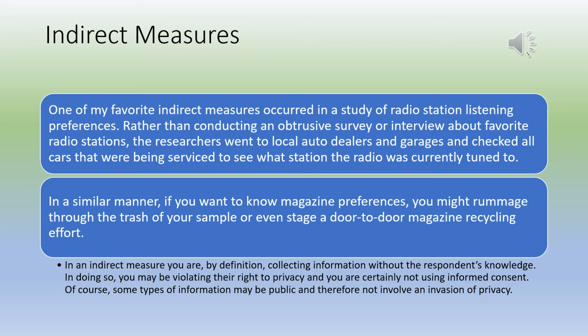In any of these examples, one of the most important points about indirect measures is that you have to be very careful about the ethics of this type of measurement. In an indirect measure, you're by definition collecting information without the respondent's knowledge. In doing so, you may be violating their right to privacy, and you're certainly not using informed consent. Of course, some types of information may be public and therefore not involve an invasion of privacy. There may be times when an indirect measure is appropriate, readily available, and ethical, but just as with all measurement, you have to be sure to attempt to estimate the reliability and validity of the measures.